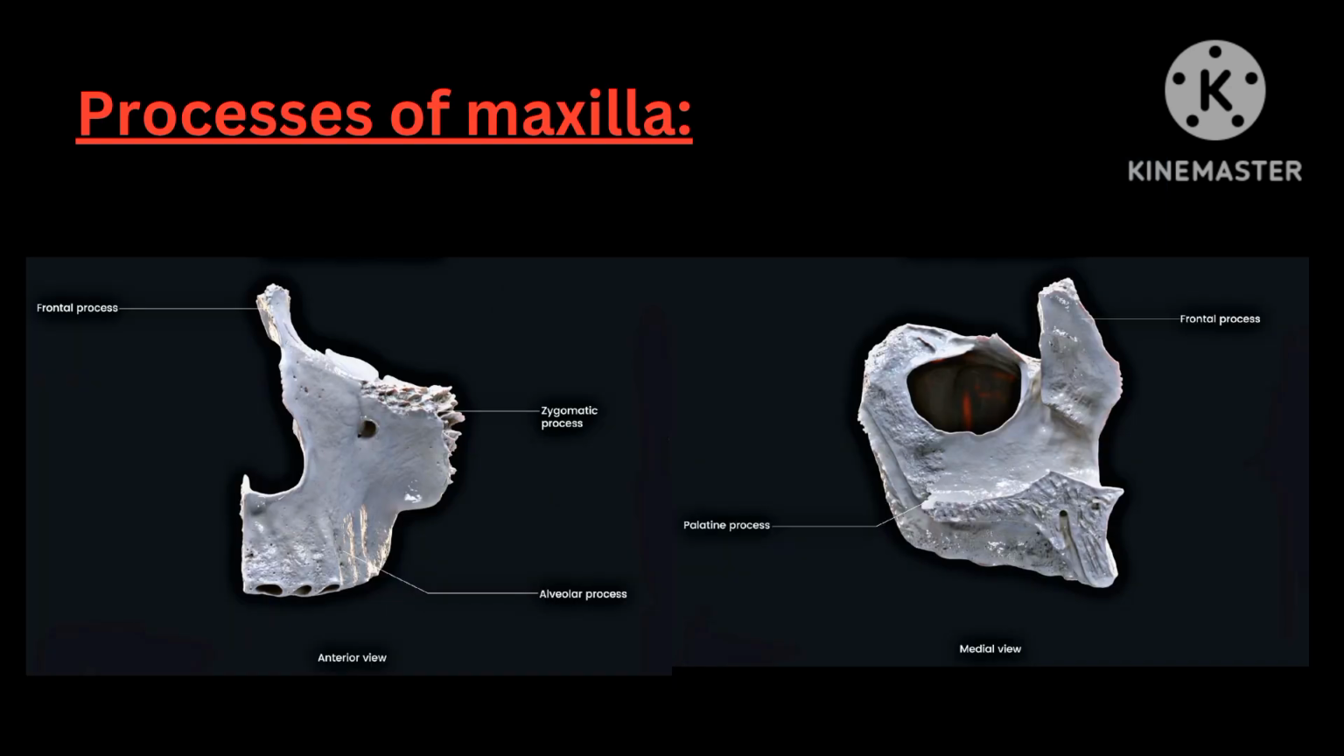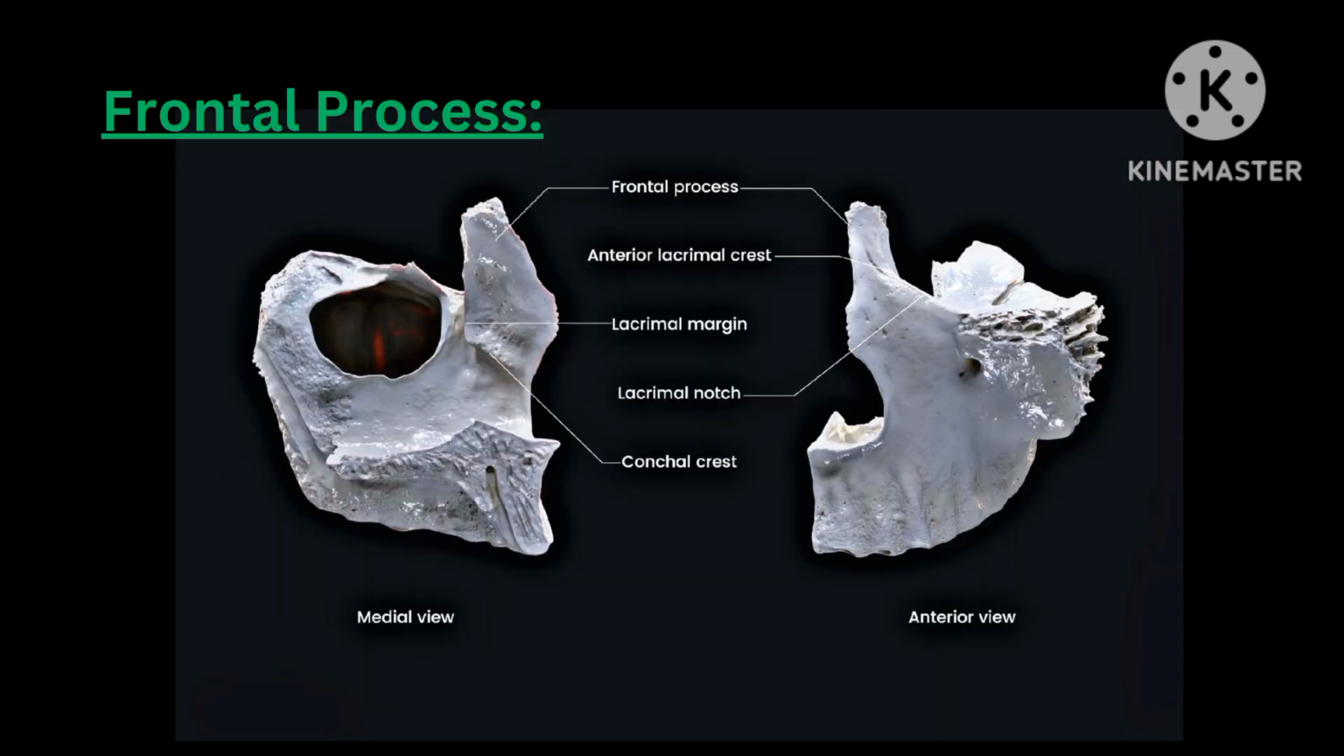Processes of the maxilla. Each maxilla is composed of 5 parts. Besides the central part known as the body, the maxilla has the following 4 processes. Frontal process. Zygomatic process. Palatine process. Alveolar process.